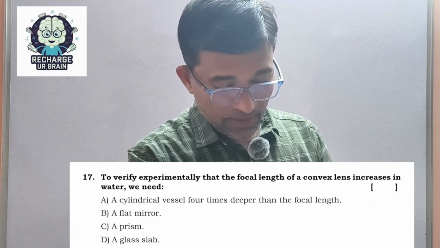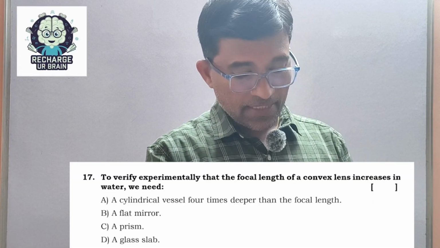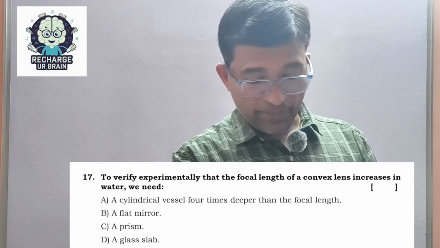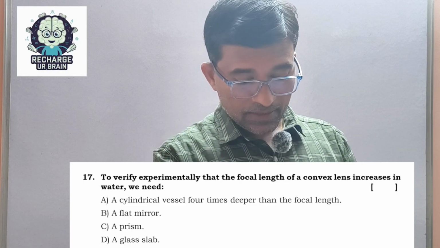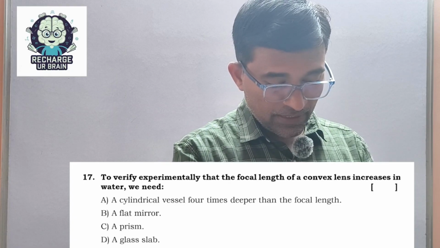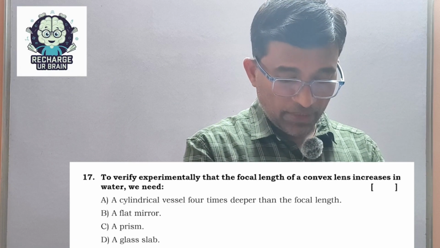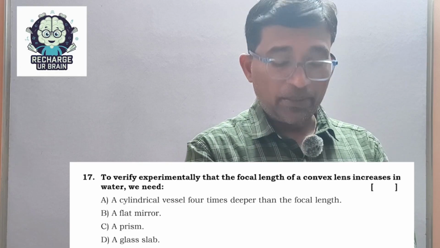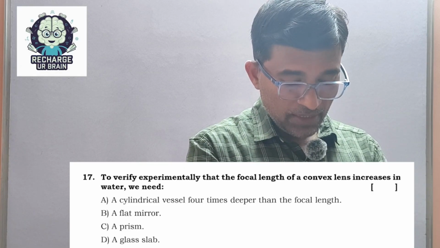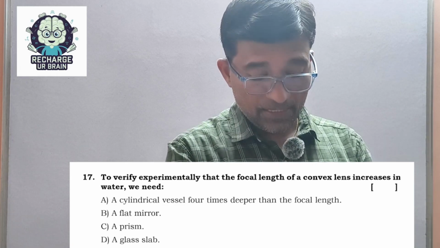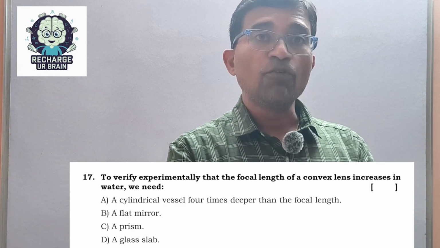And next 17th question. To verify experimentally that the focal length of a convex lens increases in water, we need, I will repeat, to verify experimentally that the focal length of the convex lens increases in water, we need A, a cylindrical vessel 4 times deeper than the focal length, B, a flat mirror, C, a prism, and D is a glass slab. The right option for this one is A, a cylindrical vessel 4 times deeper than the focal length.